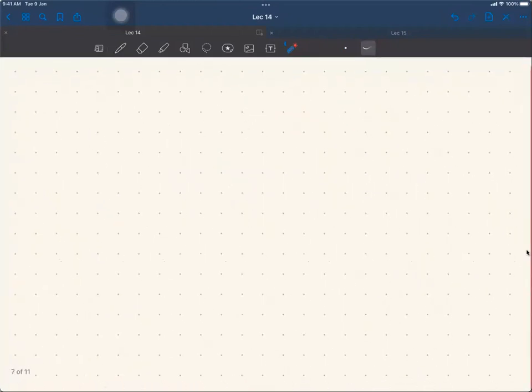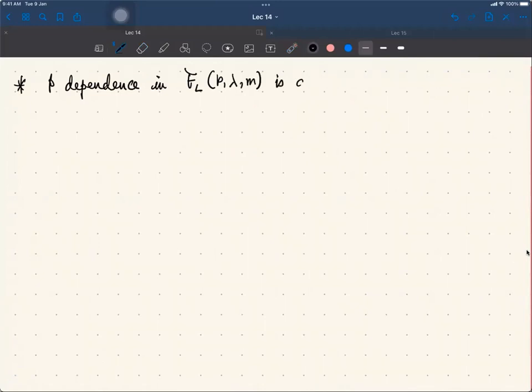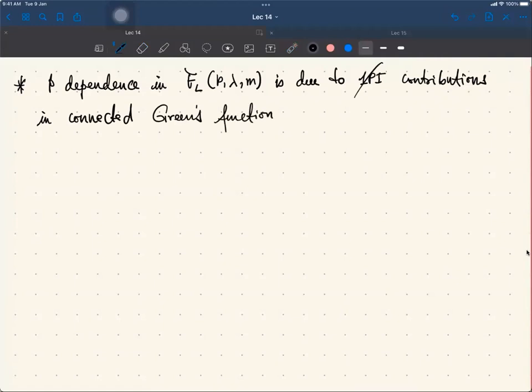So let me write it down here. P dependence in FL P lambda n m due to non-1PI contributions in connected Green's functions. Okay.